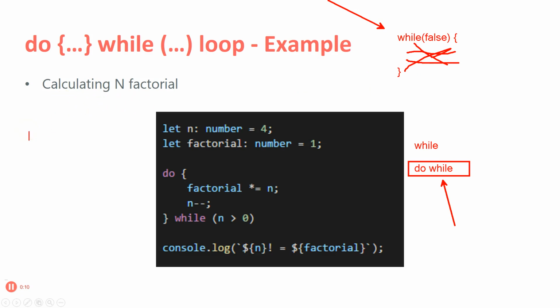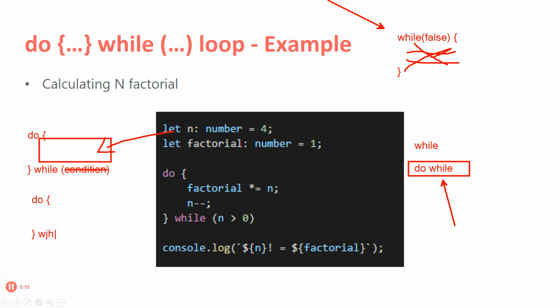But with do while, it's a different story. With do while, first we're executing some code and then we're checking the condition. So no matter what your condition is, this code block will be executed at least once.